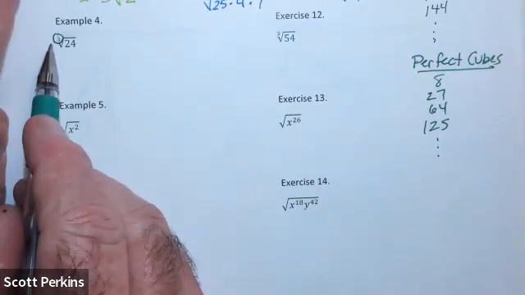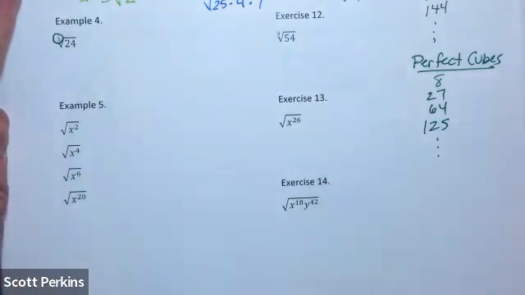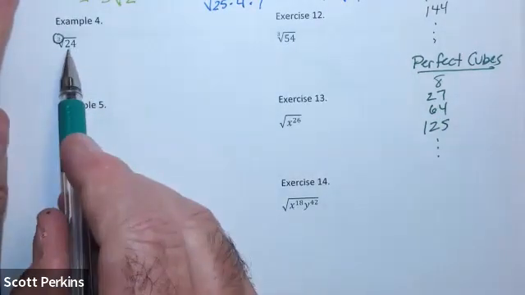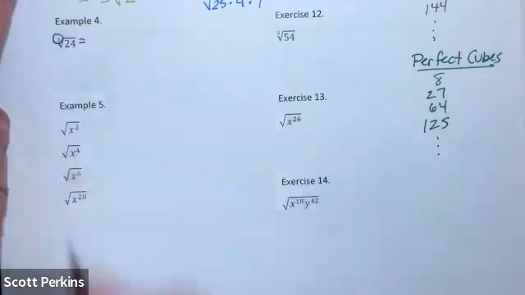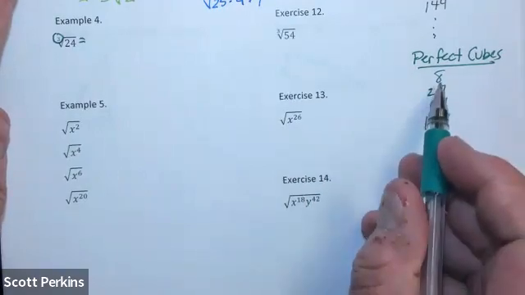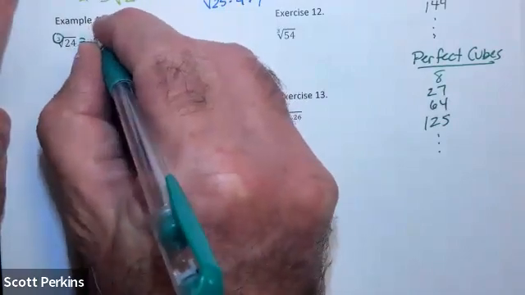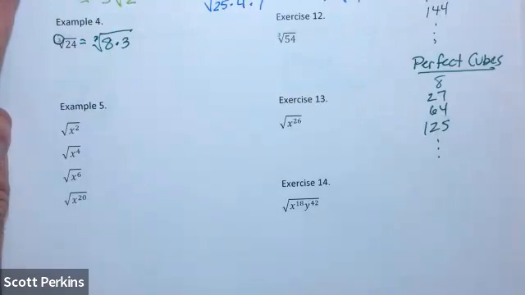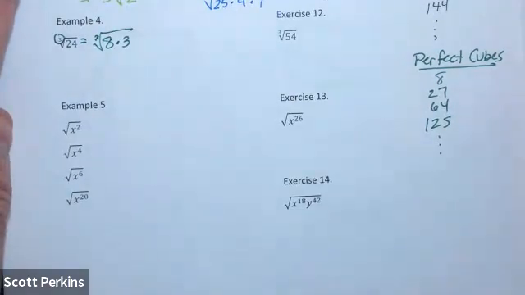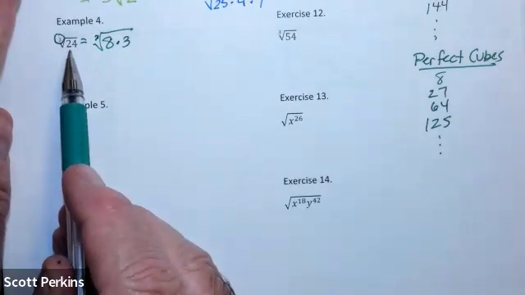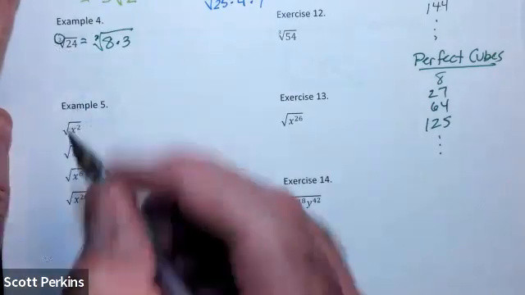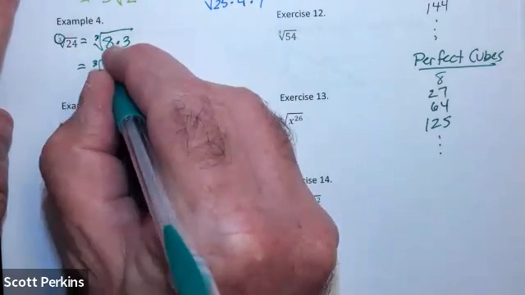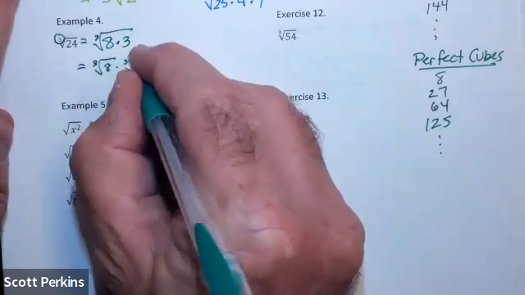So when the index changes, just make sure you change the list of numbers you're referring to. Is there a perfect cube that is a factor of 24? Yep, you got it. 8. So the cube root of 24 is the cube root of 8 times 3. Notice I did not pick 4 times 6 because this is a cube root problem. So now I'm going to give them each their own radical. That's the cube root of 8 times the cube root of 3.